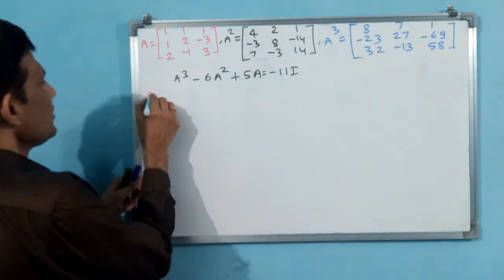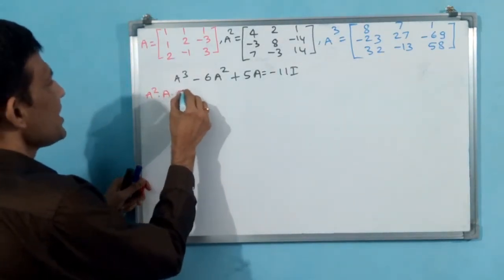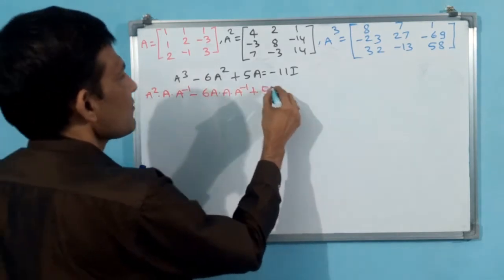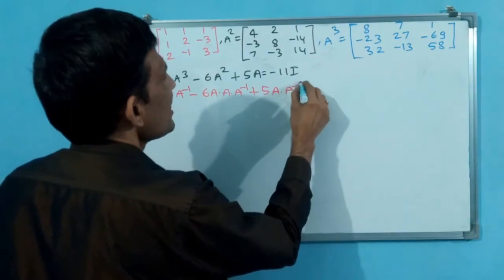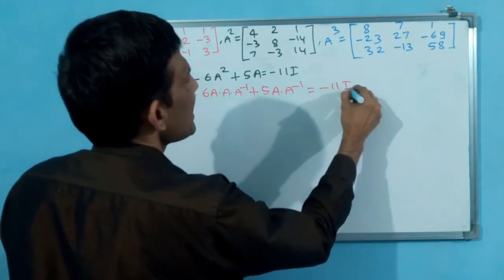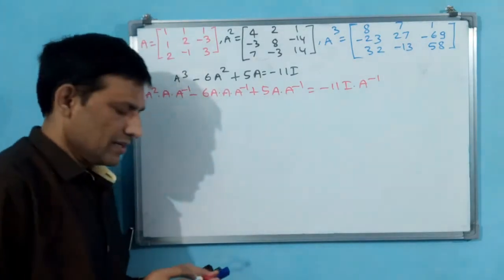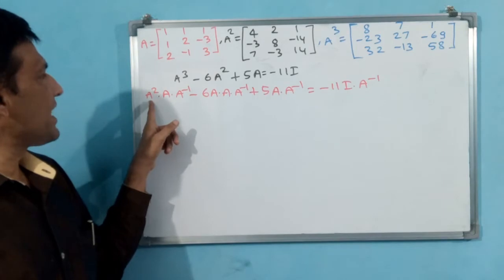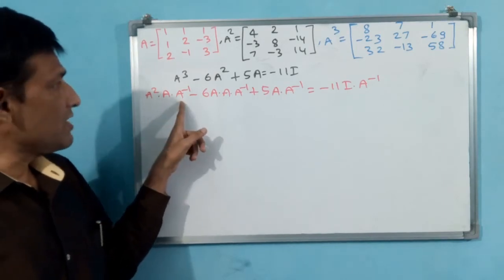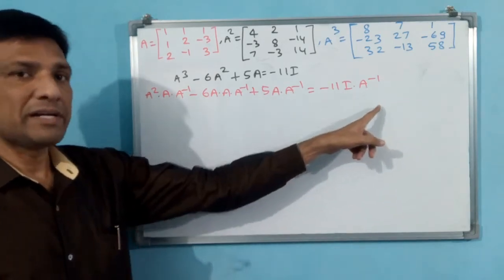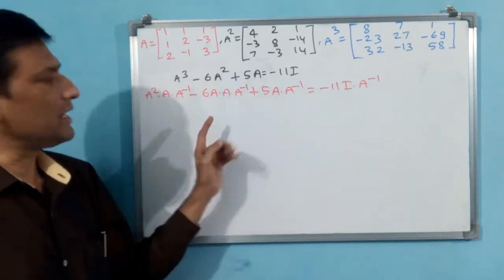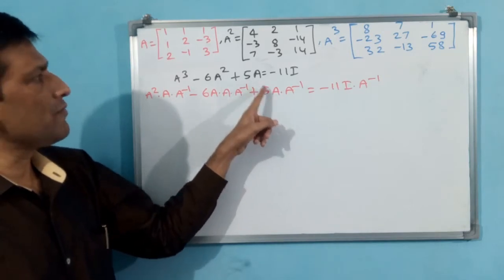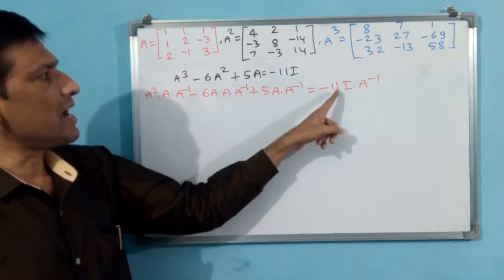Okay. You see, A square into A inverse minus 6 into A inverse plus 5 into A inverse is equal to minus 11 I into A inverse. Is it okay? See, nothing I have done. A cube I have written as A square into A, but A inverse for every term I have multiplied, both sides. 6A square also, 6A into A inverse, 5A into A inverse, 11I into A inverse.